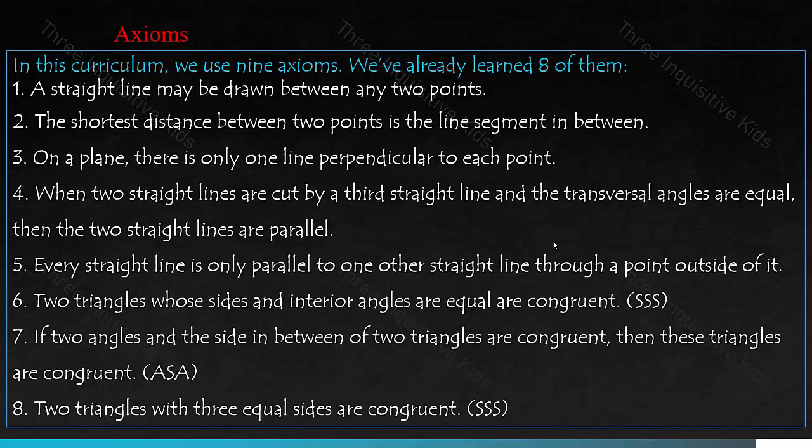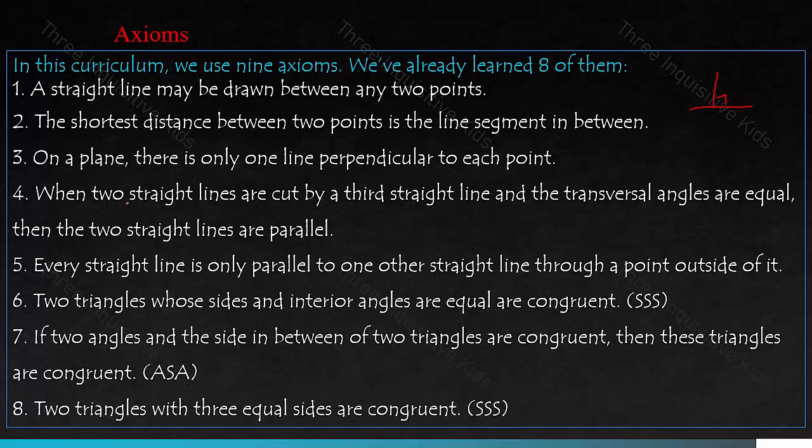So here's a lot. Let me go through this one by one. In our lessons, we use 9 axioms. We've already learned 8 of them. Number 1, a straight line may be drawn between any 2 points. Number 2, the shortest distance between 2 points is a line segment in between. Again, remember, a line segment is straight. Number 3, on a plane, there is only one line perpendicular to each point. So let's say that you have a line over here. You only have one other line that's perpendicular to it. I'm sorry, but let's just say that this is a right angle. You won't have 2 different perpendicular lines.